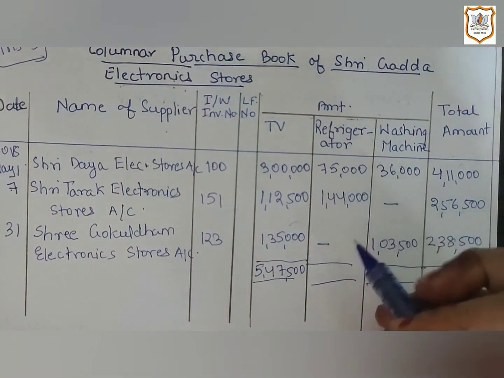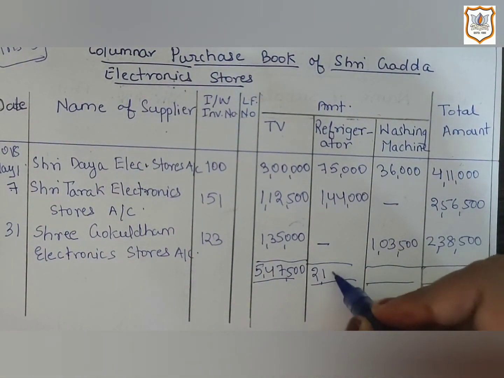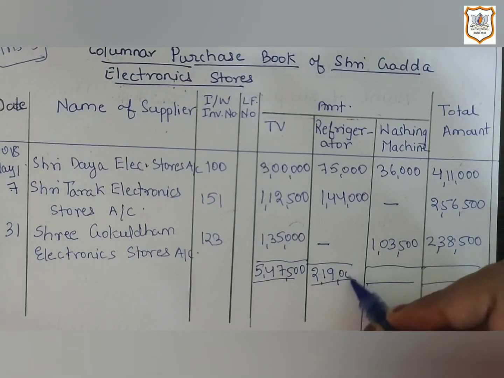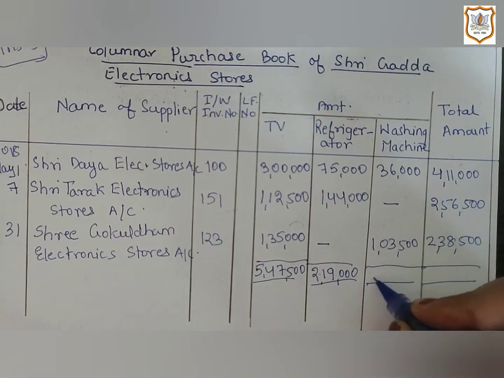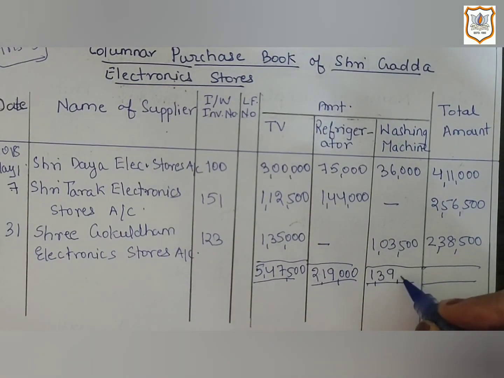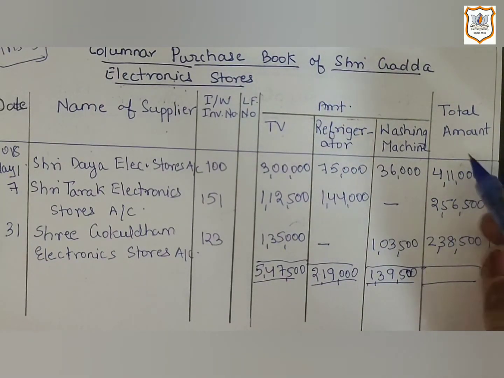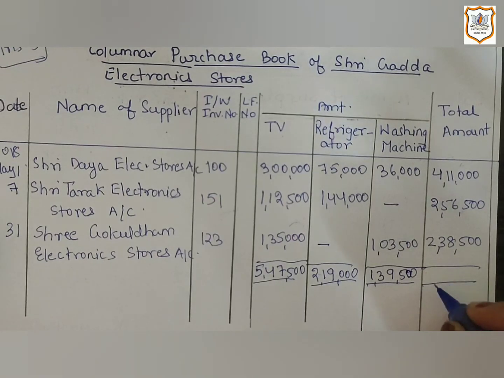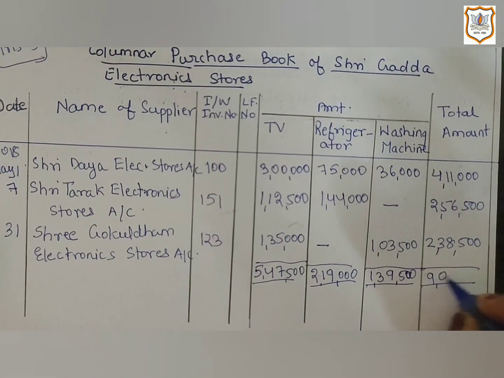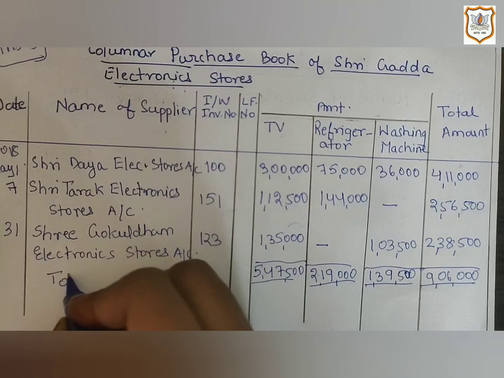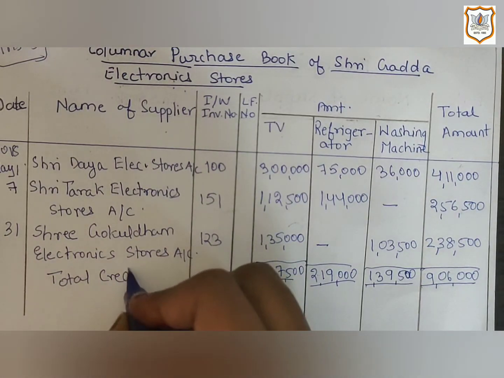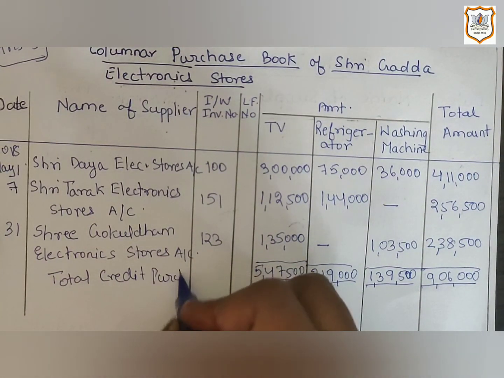Now total these prices. Here 2,19,000. Then total these prices. Here we get 1,39,500. Then the total of these prices is 9,06,000. So 9,06,000, that is the total credit purchase.